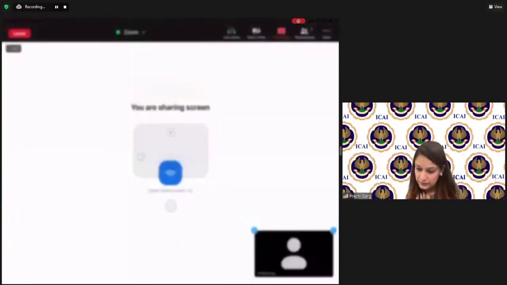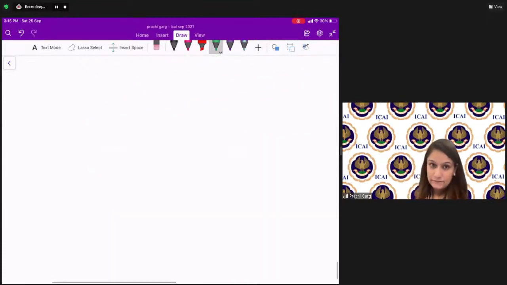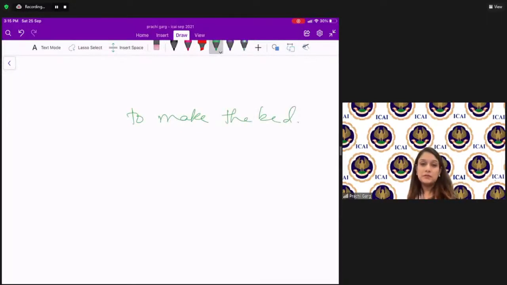Now what does that mean in detail? If I say to make the bed, I need to make the bed every day, right? Let me share the screen. To make the bed, I need to make the bed every day. So you use this phrase for making your bed always. You don't use anything else for the bed, right? Next, if you say to do homework, do you use any other phrase for this? No, you don't, right?